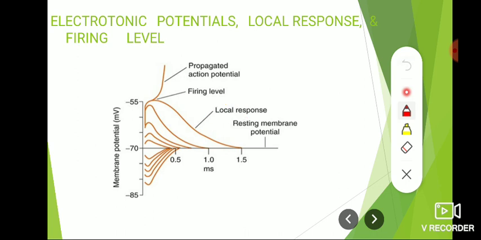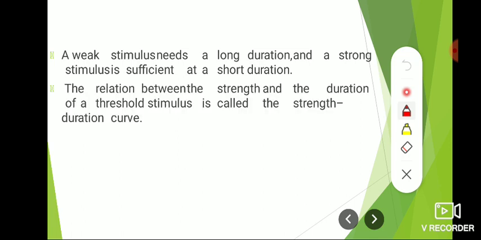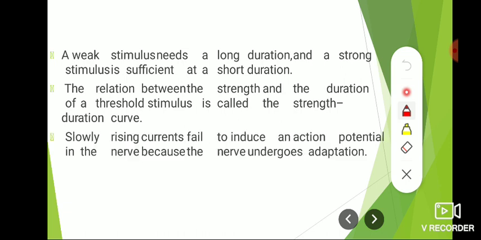These are classically seen in smooth muscles, where they are letting the muscle get ready for firing once the firing level is reached. A weak stimulus needs a long duration, and a strong stimulus is sufficient at a short duration. The relation between the strength and the duration of a threshold stimulus is called the strength duration curve. A slow rising current fails to induce an action potential in the nerve because the nerve undergoes adaptation.